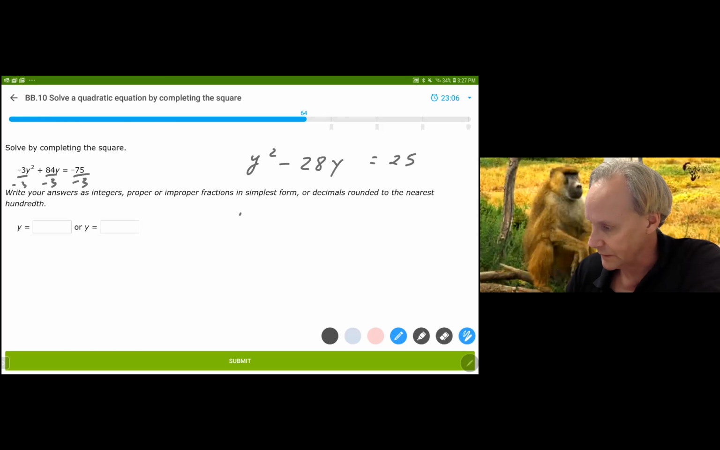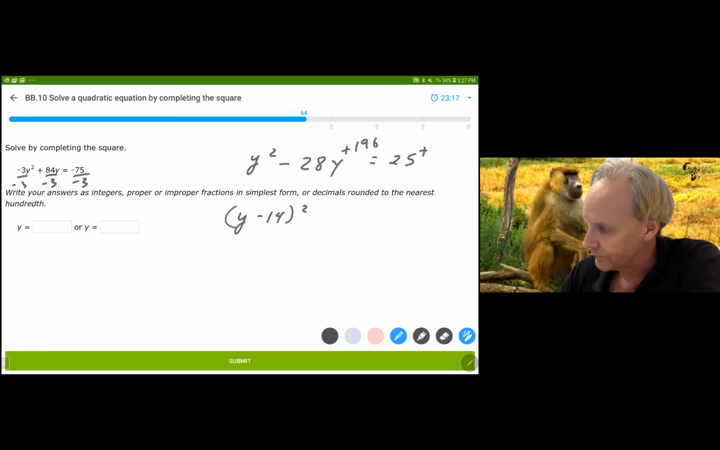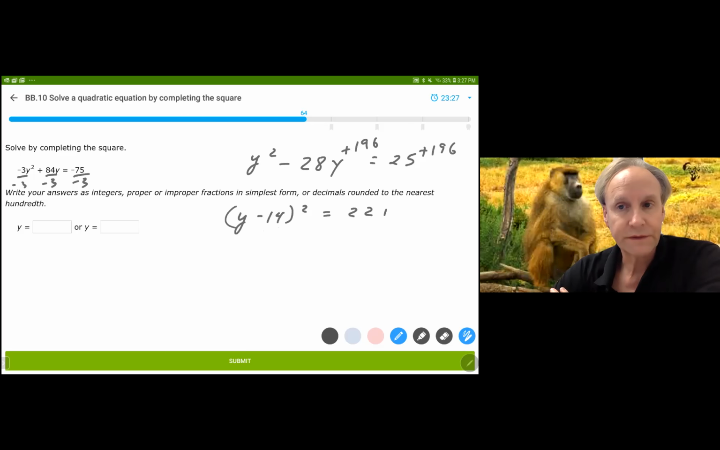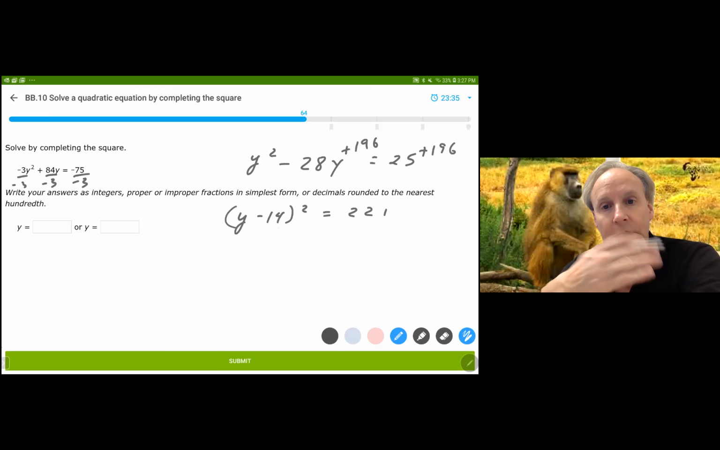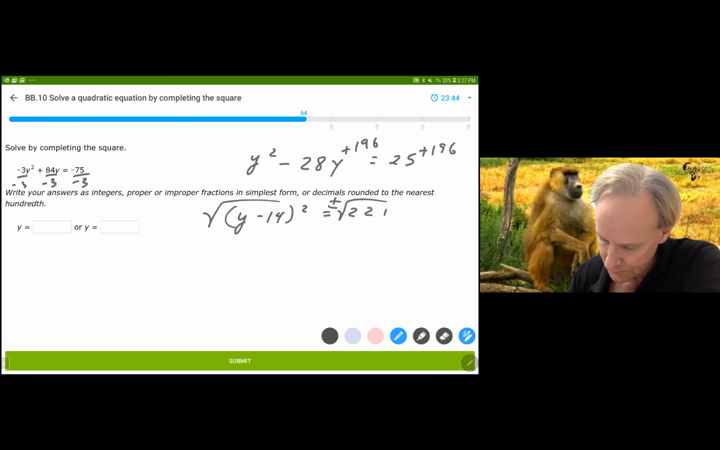So I just need to take y minus 14 squared. In order for that negative 14 to be there, I needed a 196, which is 221. When I add those together, and of course it's between, looks like we're close to 15. It's between 14 and 15, probably 14.8. Square root, plus or minus 14.87.